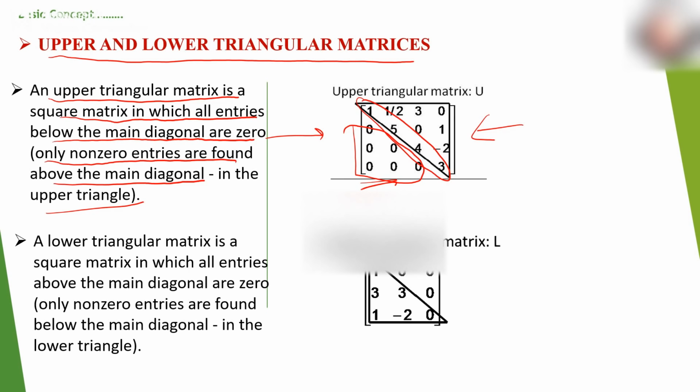Now in a similar manner, the lower triangular matrix. A lower triangular matrix is a square matrix in which all the entries above the main diagonal, or the principal diagonal, are 0. Or we say only non-zero entries are found below the main diagonal. It's a lower triangular matrix. So this is the principal diagonal and all the entries above the principal diagonal are 0. So this is called the lower triangular matrix.